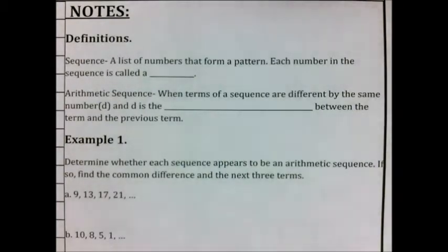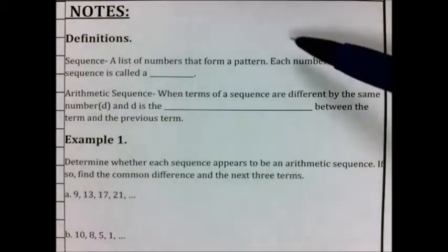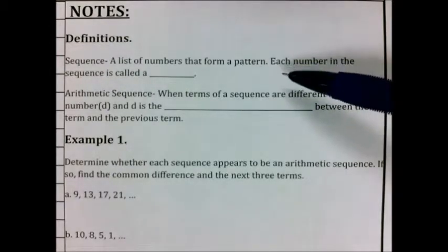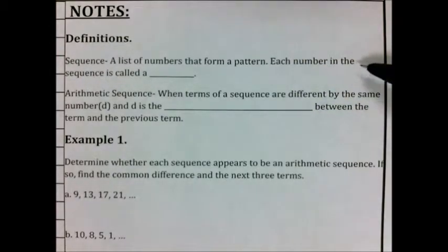So let's do the first definition. A sequence is a list of numbers that form a pattern. Each number in the sequence is called a term, T-E-R-M. Each number in the sequence is called a term.